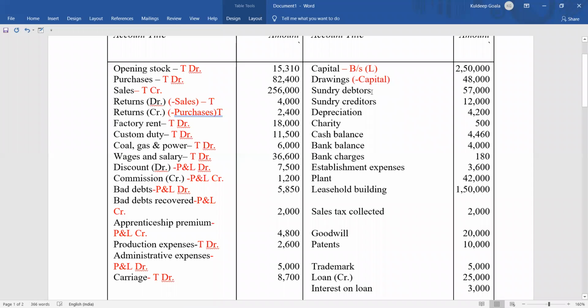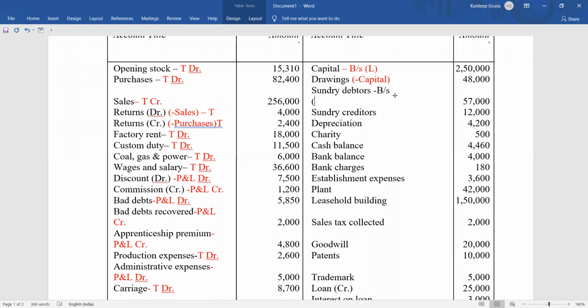Then coming to the next one, sundry debtors. Sundry debtors are also a part of the balance sheet. They will go in the balance sheet asset side as current assets. Remember that.